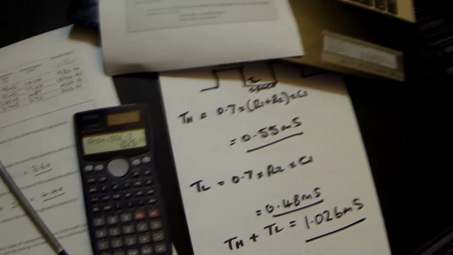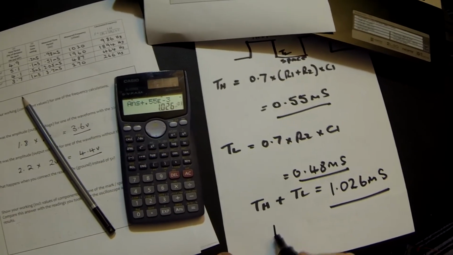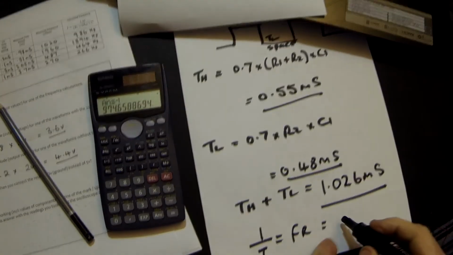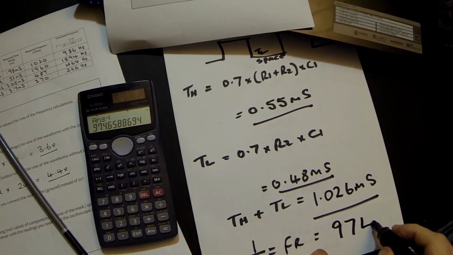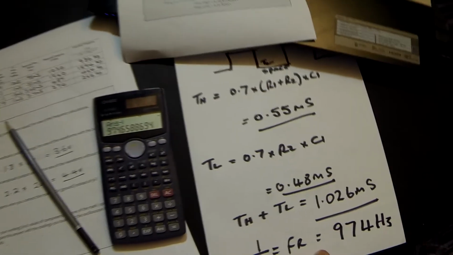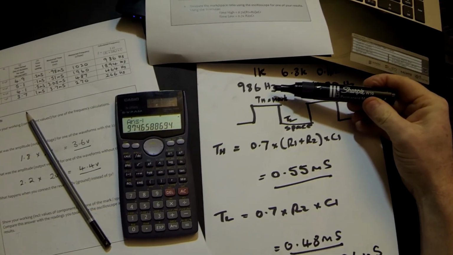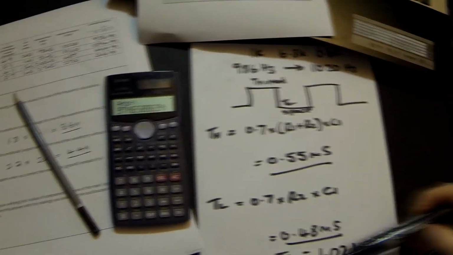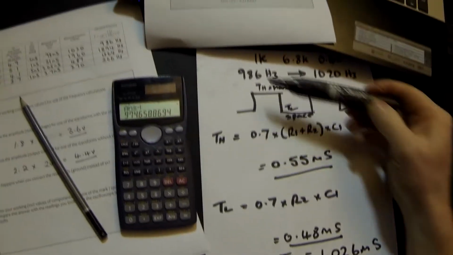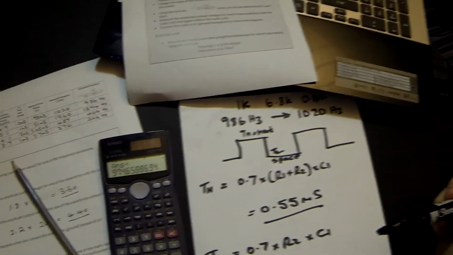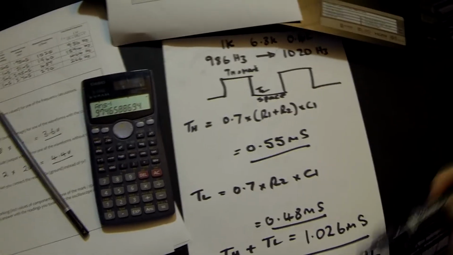And that would give me a frequency of 1 over the time, equals the frequency, x to the minus 1 equals 974 hertz. And our calculated would have been 986, but we have been rounding up a little bit here, so that should have equaled that exactly. And our measured value was 1020, which is pretty close.